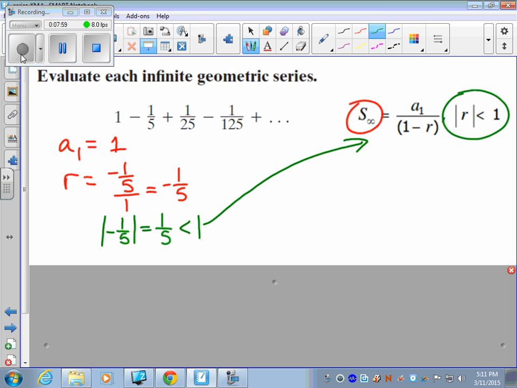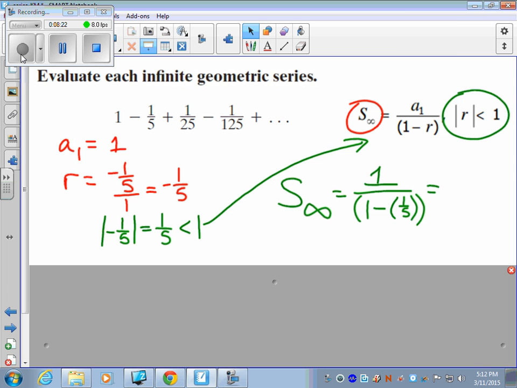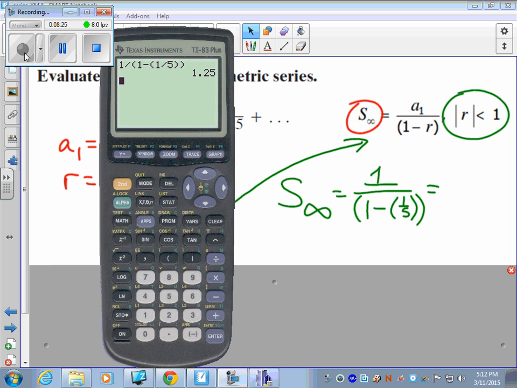So we have S, the sum of this infinite series, is going to equal the first term, 1, divided by parentheses 1 minus R, which is 1 minus negative 1/5. And I will magically have a calculator that appears. Ta-da! There's a calculator. I put it into the calculator, put parentheses around the denominator and the fraction. And I get 1.25. I don't like decimals, so let's change that to a fraction.